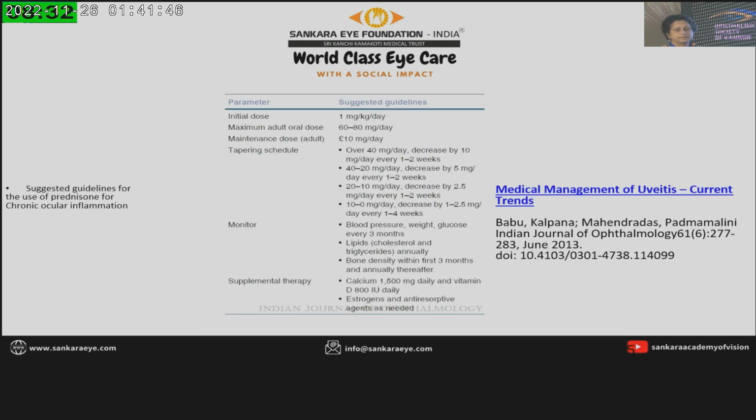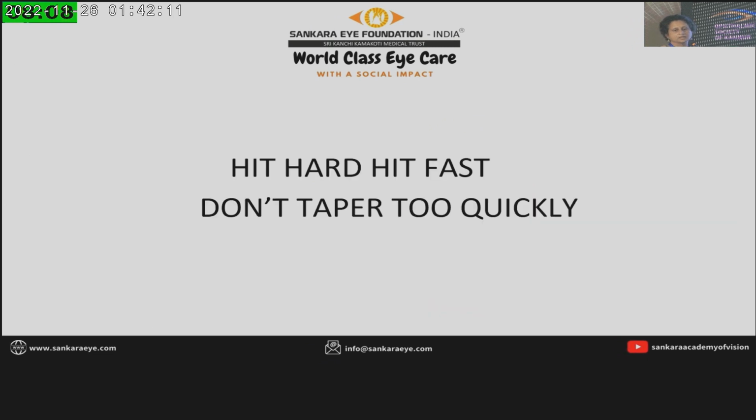There is a paper on medical management of uveitis published in the Indian Journal of Ophthalmology by Kalpana Murthy et al. They have given how to taper the oral steroids. You can look through it. I'm not going to tell you in detail how to start oral steroids, how to taper, how many milligrams weekly or bi-weekly, and what supplemental drugs you use along with oral steroids. So hit hard, hit fast, and don't taper too quickly. That is the dictum of oral steroids.